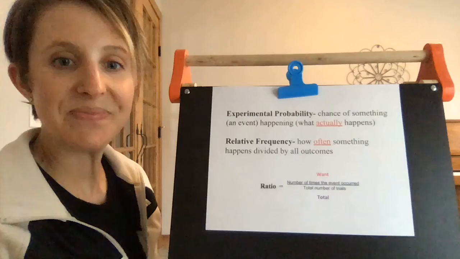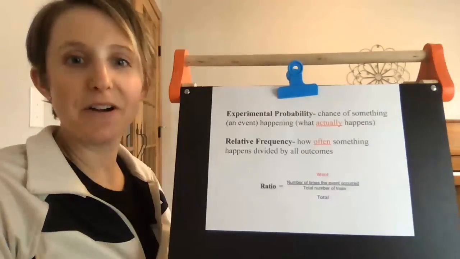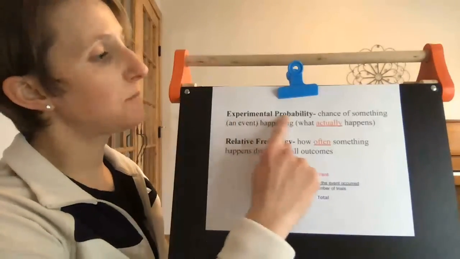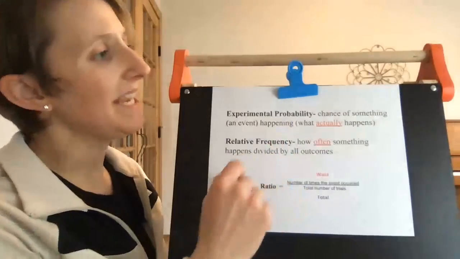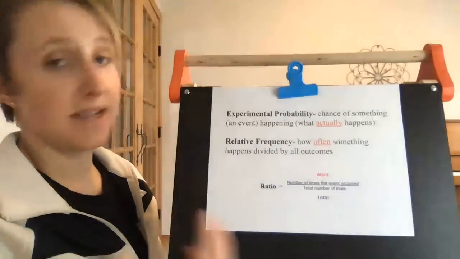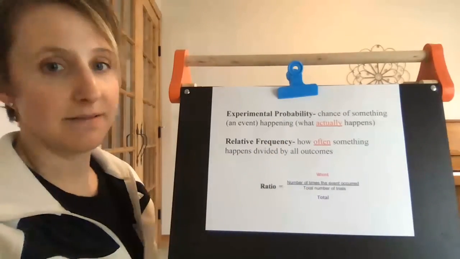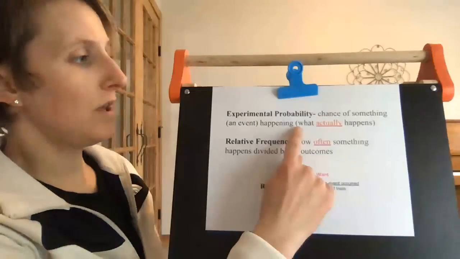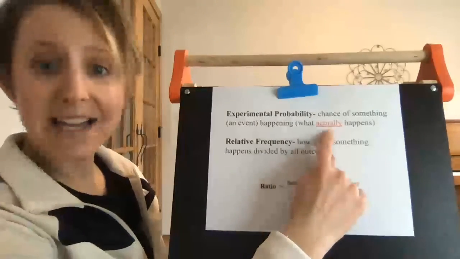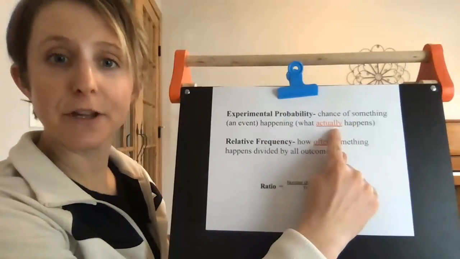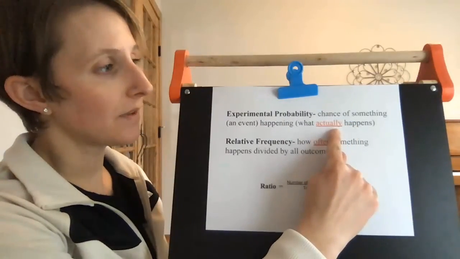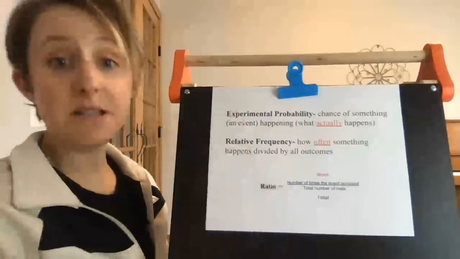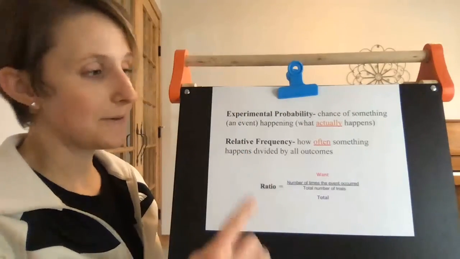Thank you, helper Trey. All right, so we are going to fill in our vocab at this time, so please find that chunk in your notes. Experimental probability is the chance of something, an event, happening. You might go, Ms. Luer, how's that different from theoretical probability? Well, experimental is what actually happens. You need to fill in the word actually. Theoretical is what the math says should happen. Experimental is what actually happens.